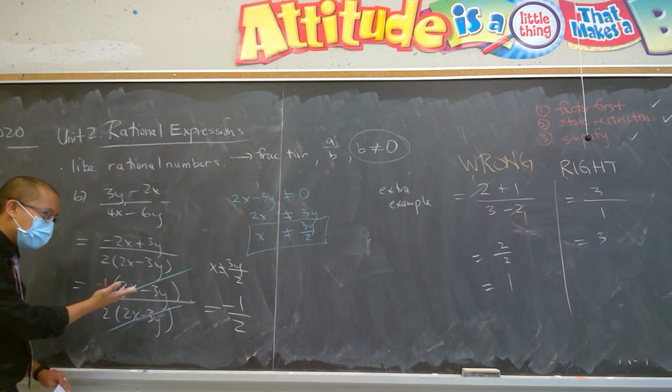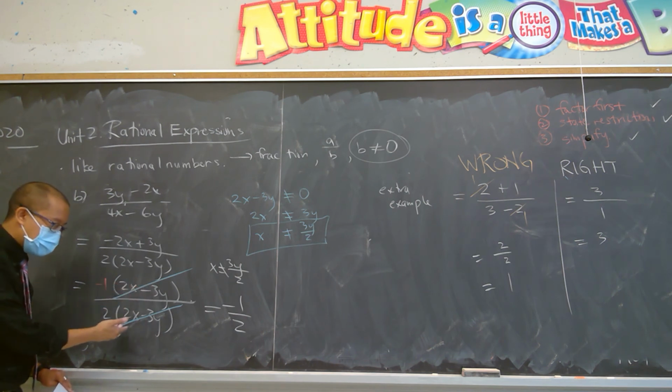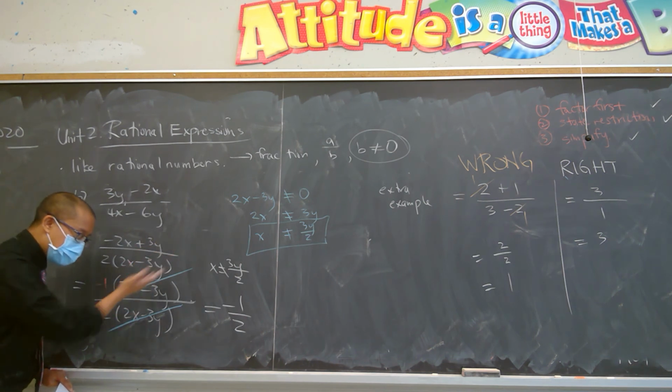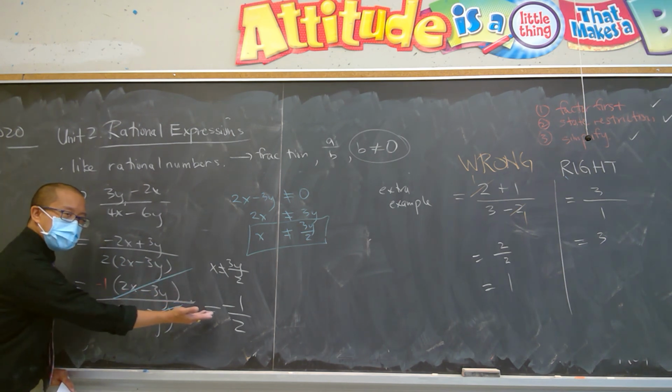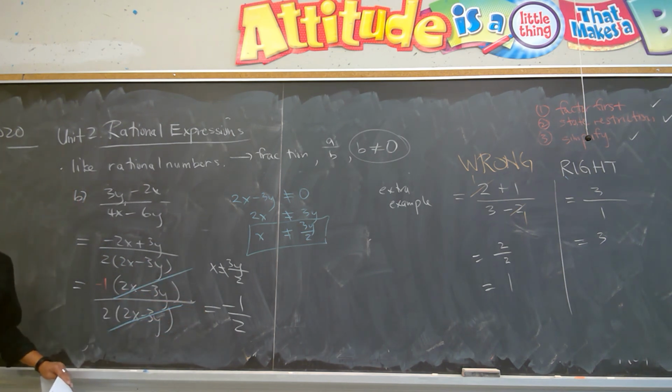And that's why Alex knew that 2x minus 3y and that 2x minus 3y, they're identical. We can divide out this expression and divide out this expression, and it simplifies to this. Before we continue, everyone okay?